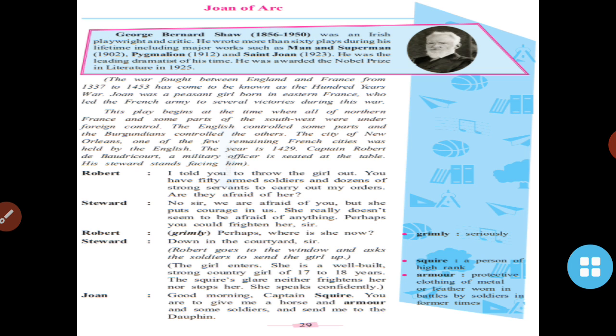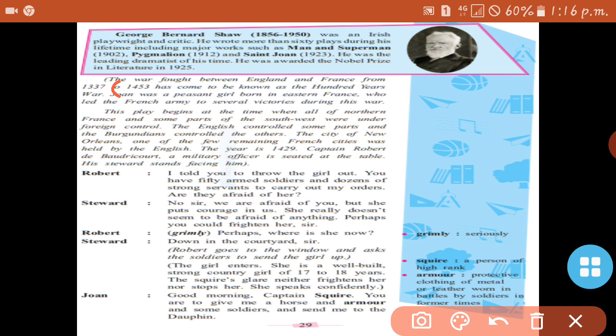Now we are going to see that this paragraph, from here to here, is showing the time and place. This full paragraph is showing time and place. So we are going to read this paragraph. The war fought between England and France from 1337 to 1453 has come to be known as the Hundred Years' War. Joan was a peasant girl born in Eastern France. Now here the first character has come, Joan. The first character of the play is Joan, who led the French army to several victories during this war.